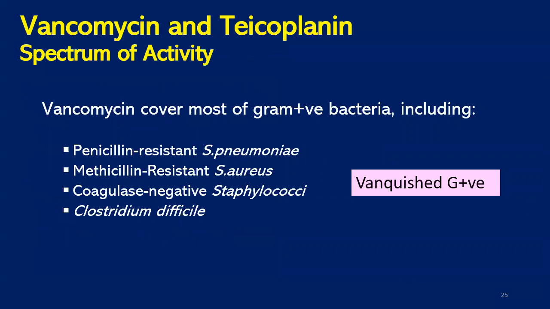Now, that's the gram-positive coverage of teicoplanin and vancomycin: penicillin-resistant pneumococcus, MRSA, coagulase-negative Staphylococcus, and even Clostridium difficile.